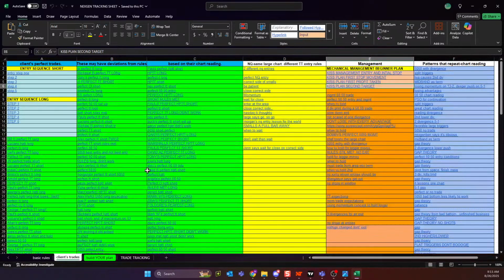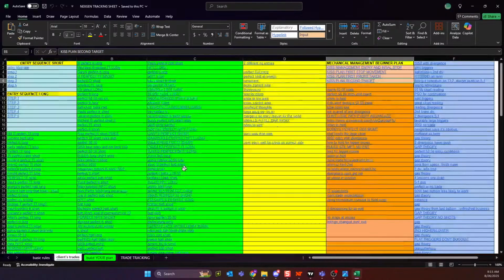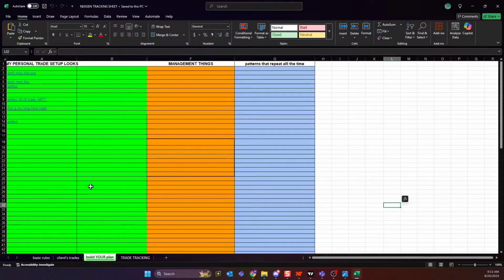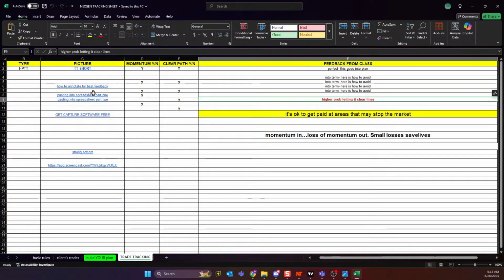When you guys are brilliant in my room, very often I steal your trades and put them into a study guide for new users. There's ideas on the NASDAQ, ideas on management, patterns that repeat themselves, even a place for you to put all your pictures. When you take a trade, you're going to do two things. You're going to put it into your spreadsheet. The last page is your trade tracking.